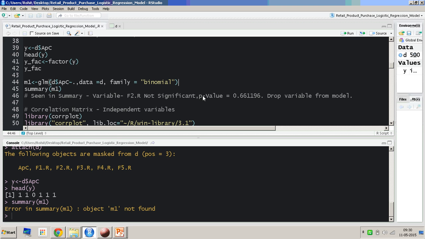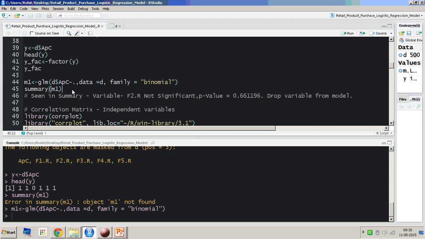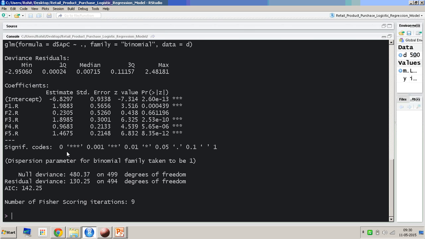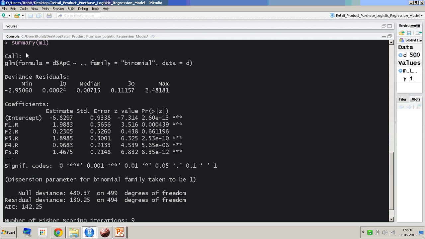Okay, sorry. So this is what the summary looks like. To read the summary, first it says call, and it mentions what exactly our GLM is all about. It gives us the formula, that is annual purchase count has been regressed against all of the independent variables present in the data set. The family is binomial, data is D.